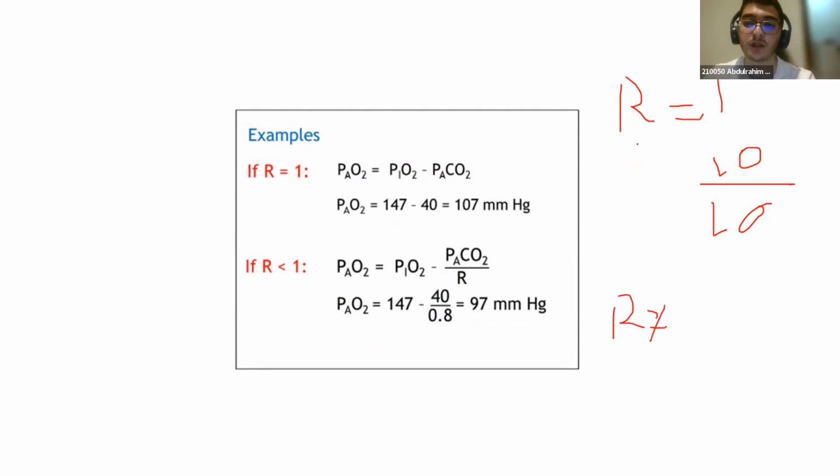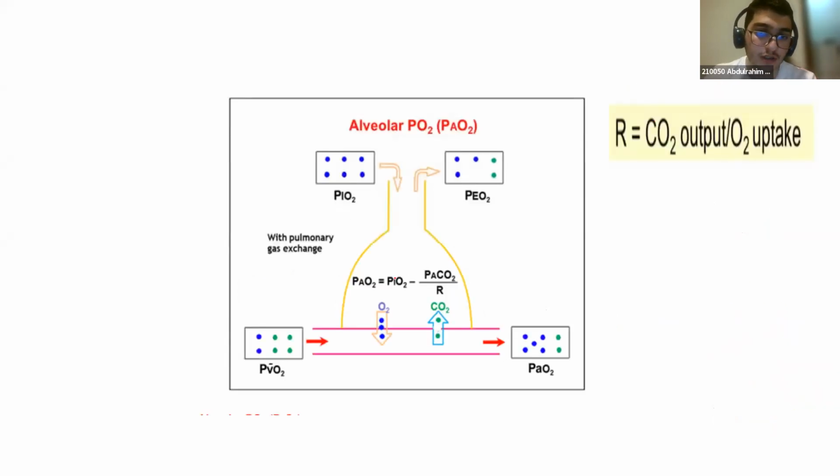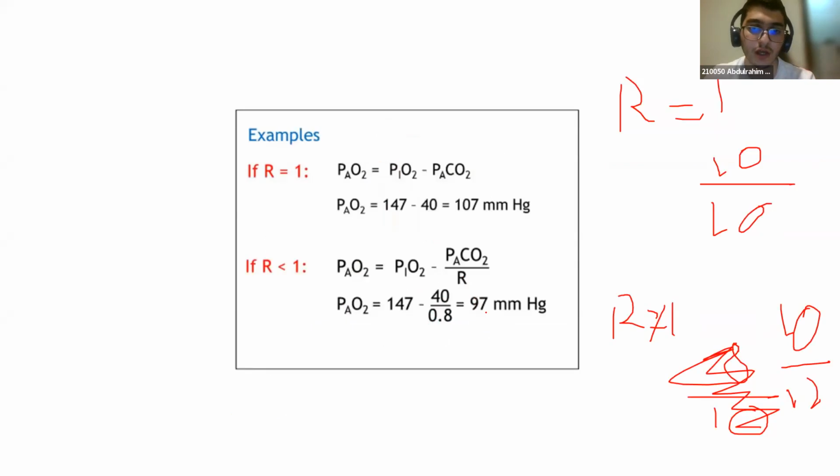However, now let's consider that R is not 1. To make things simple, here you have 10, and here you have 12. So to produce the same amount, 10, you are consuming more oxygen. When you are consuming more oxygen, you are subtracting a greater number. Therefore, this number is less than this number. Did you get my point?